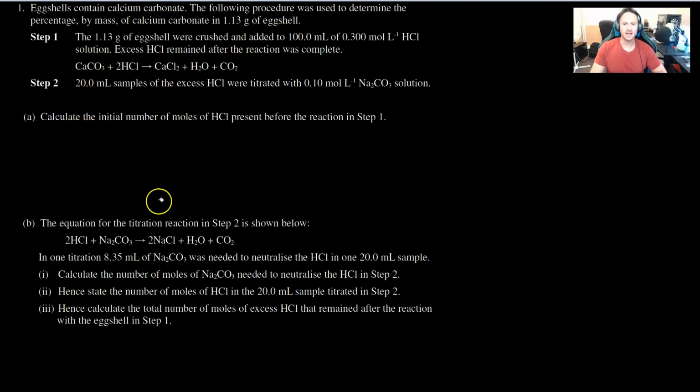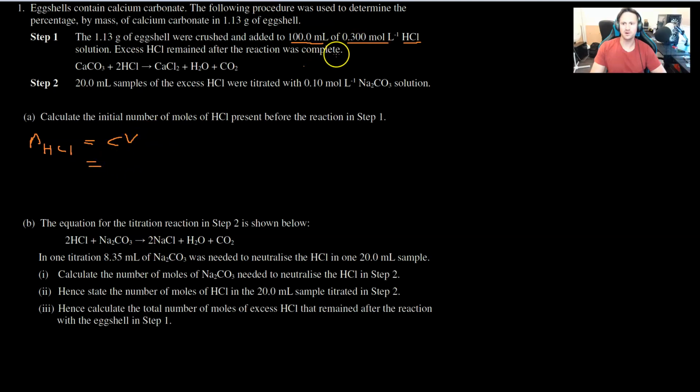So the first step is to calculate the initial number of moles of HCl present before the reaction in step 1. So the number of moles of HCl, what we're going to be looking at is this information up here. So HCl, 100 mils and 0.3 moles per liter. So before the reaction in step 1, the first information I get of HCl is this information here. So I can calculate my number of moles of HCl by doing concentration times volume.